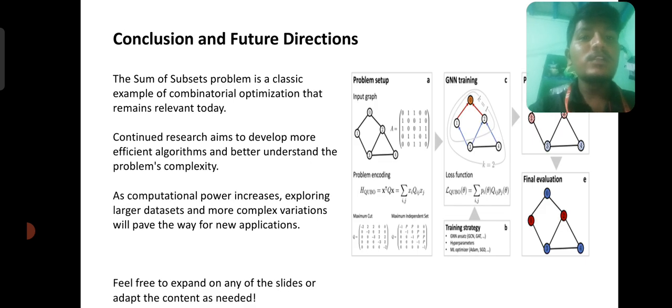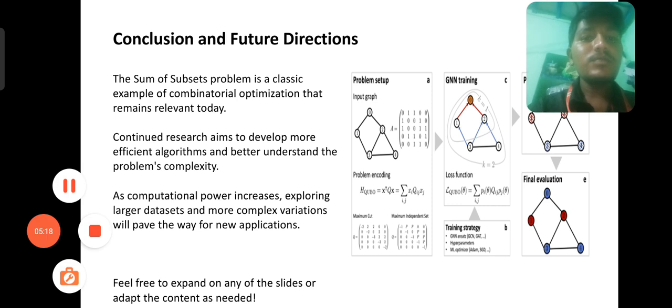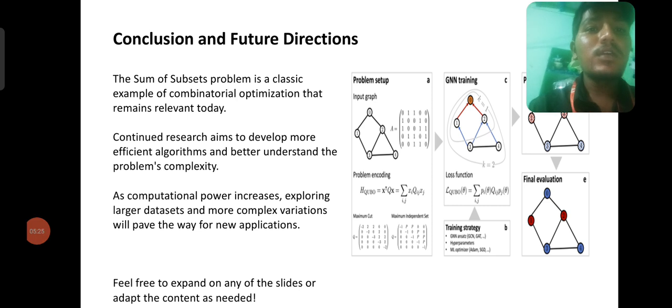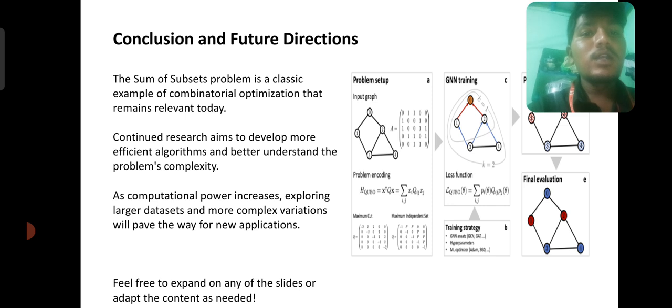Conclusion and future directions. The sum of subsets problem is a classic example of combinatorial optimization that remains relevant today. Continued research aims to develop more efficient algorithms and better understand problem complexity. As computational power increases, exploring large data sets and more complex variations will pave the way for new applications.